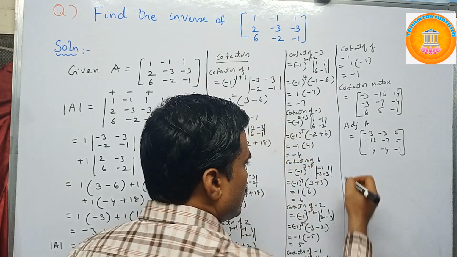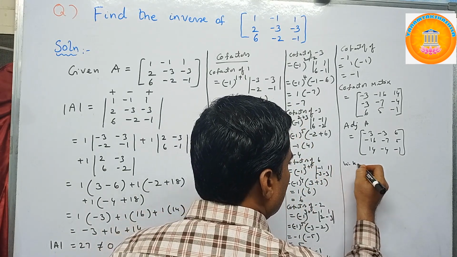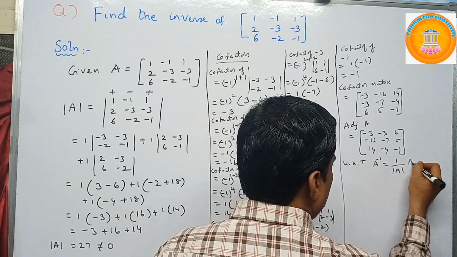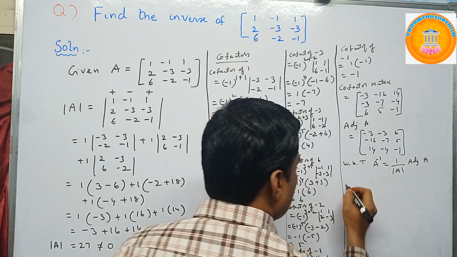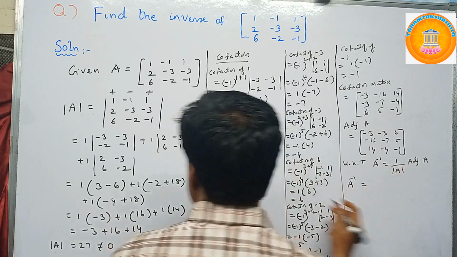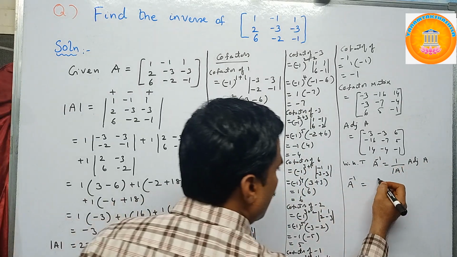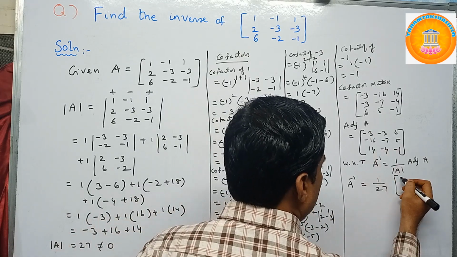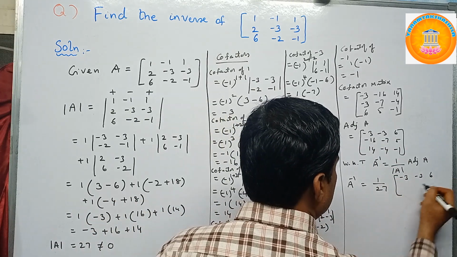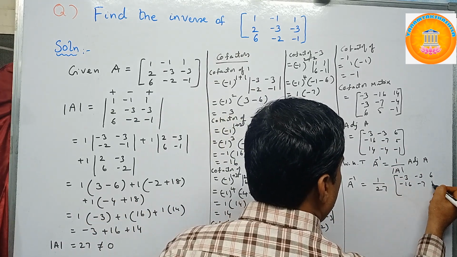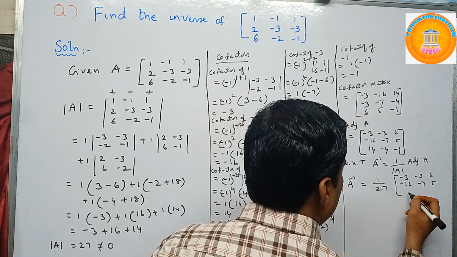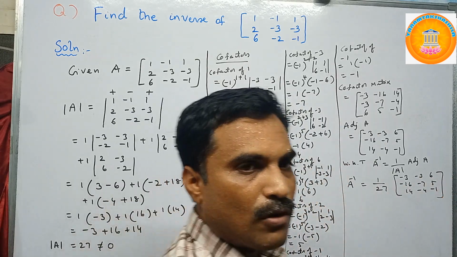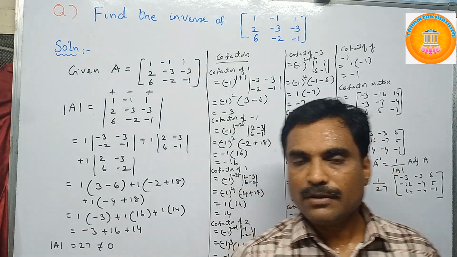Now you need to find the inverse. We know the formula: A inverse equals 1 by determinant of A into adjoint A. The determinant of A we got is 27. So 1 by 27, adjoint A, just write this matrix: minus 3, 6, minus 16, minus 7, 5, then 14, minus 4, minus 1. So this is how we solve the inverse of this matrix.